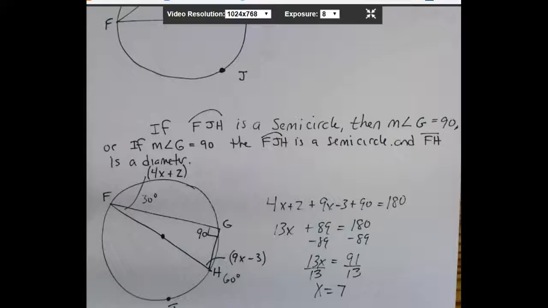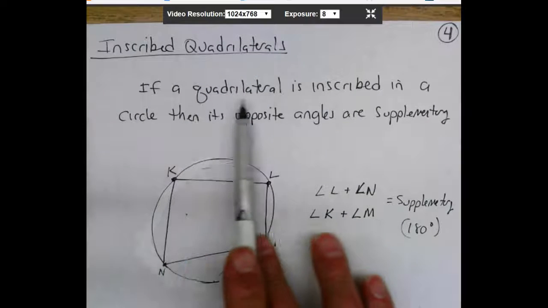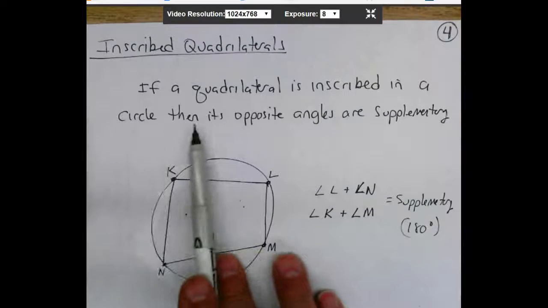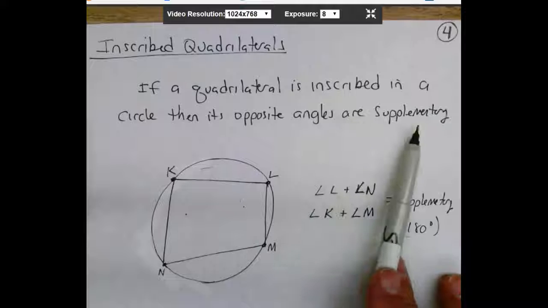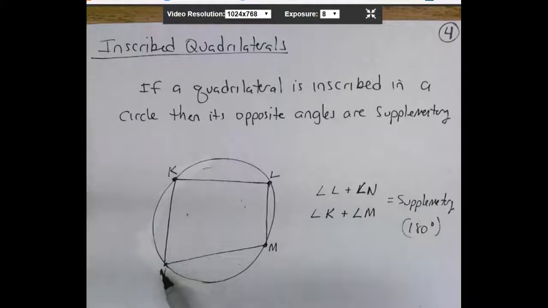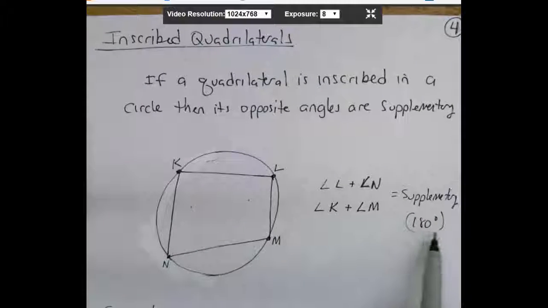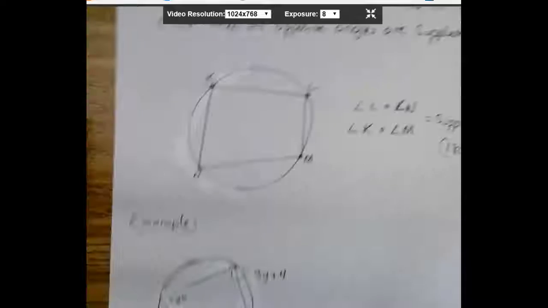Let's keep going. Last thing to look at is inscribed quadrilaterals, and kind of similar to what we've already been doing, but another rule to remember. So if a quadrilateral is inscribed in a circle, then its opposite angles are supplementary, and that really means just 180. So if opposite angles L and N, K and M, when we add them together, they equal 180. Well, how does that apply? Let's look.